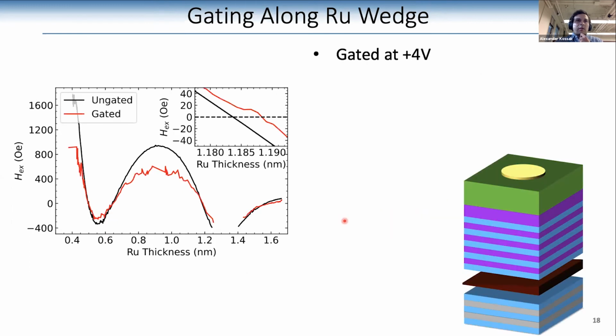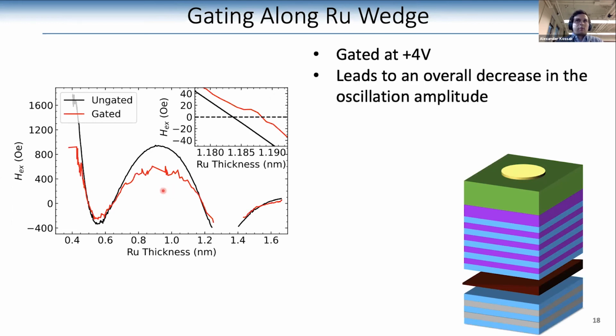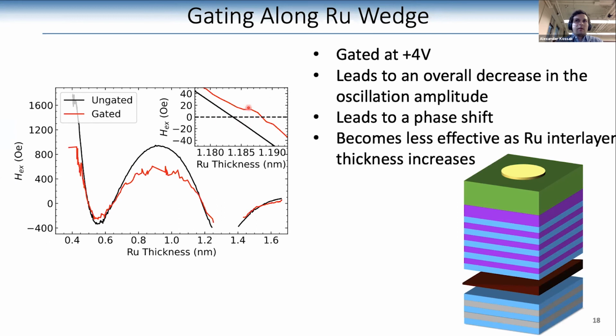And so now we can gate along the whole wedge of the sample, and we can show that a few important things come out. This leads to, one, an overall decrease in the oscillation amplitude of our RKKY coupling. It also leads to a phase shift, which you can see here in the inset. That allows us, for a given ruthenium thickness, to switch from the ferromagnetic state to the anti-ferromagnetic state. And as the ruthenium thickness increases, the effect becomes a little bit weaker.